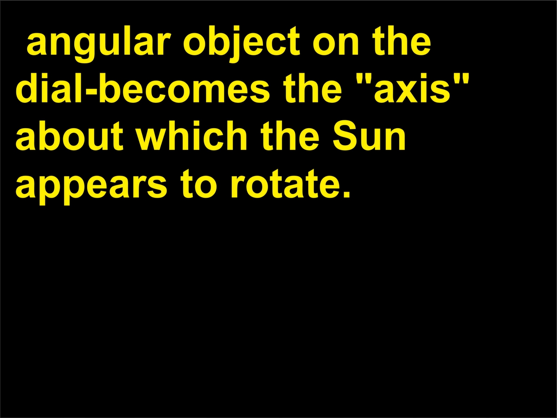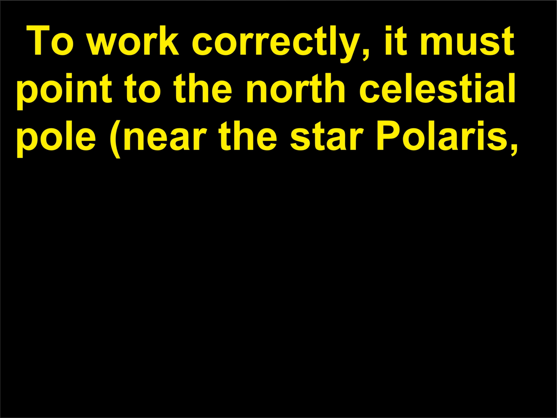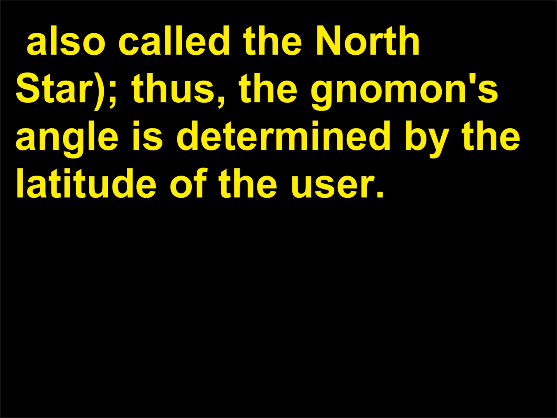The gnomon, or the shadow casting angular object on the dial, becomes the axis about which the sun appears to rotate. To work correctly, it must point to the north celestial pole, near the star Polaris, also called the North Star. Thus, the gnomon's angle is determined by the latitude of the user.